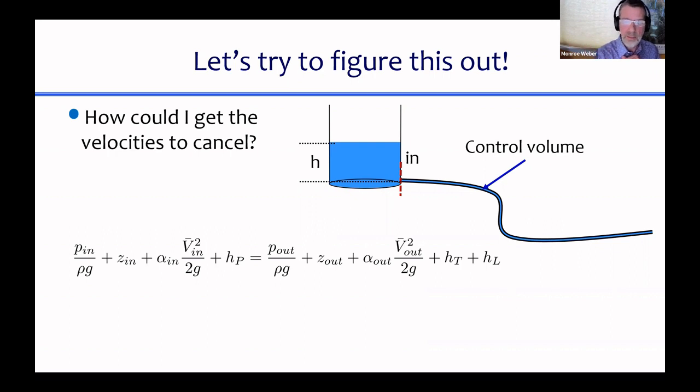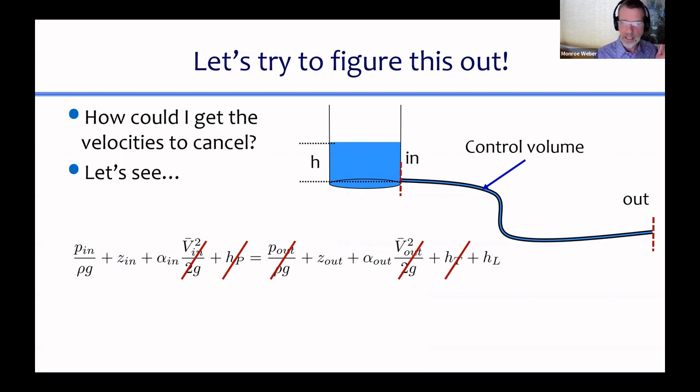And in the energy equation, the velocity is showing up, and I'd like that to cancel out somehow, because I want to get the energy equation to give me the head loss so that I can use that in the Darcy-Weisbach or Hagen-Poiseuille equation to figure out what the flow rate is. So I'd like the velocities to cancel out in the energy equation. So how could I get the velocities to cancel out? Well, I could put the second control surface right there, right? And now V in is the same as V out.